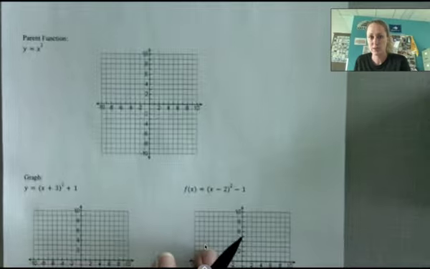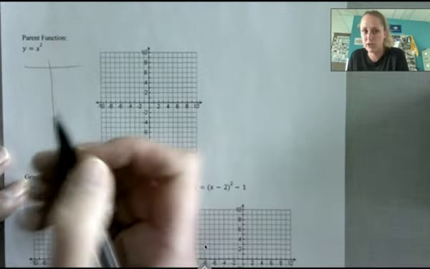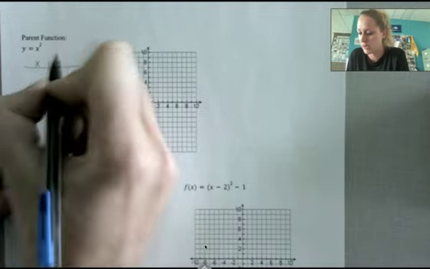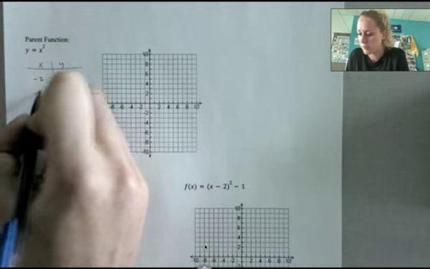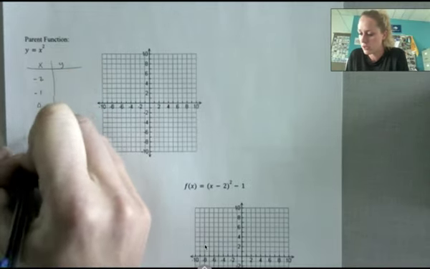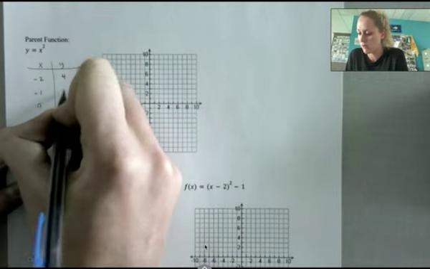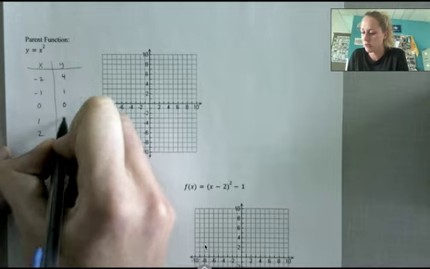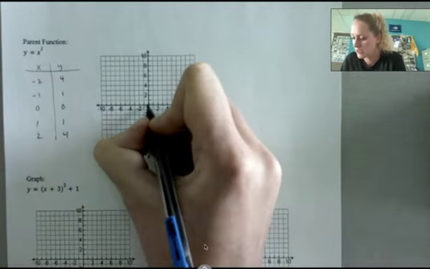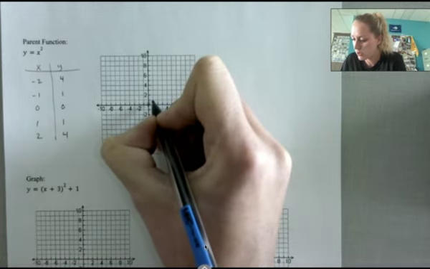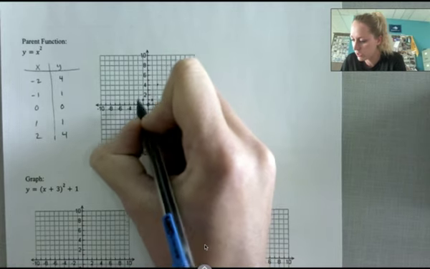So let's first talk about the parent function, y equals x squared. We kind of already know what this looks like, but I'm just going to give you the reminder. We're squaring these x's. So -2 squared is 4, -1 squared is 1, 0 squared is 0, 1 squared is 1, 2 squared is 4. So we see those repeating y's: 0, 0, 1, 1, 2, 4, -1, 1, -2, 4.